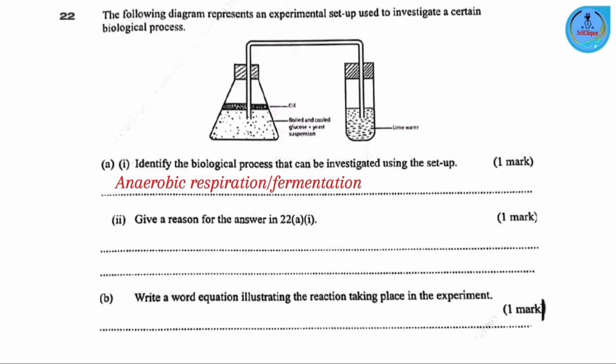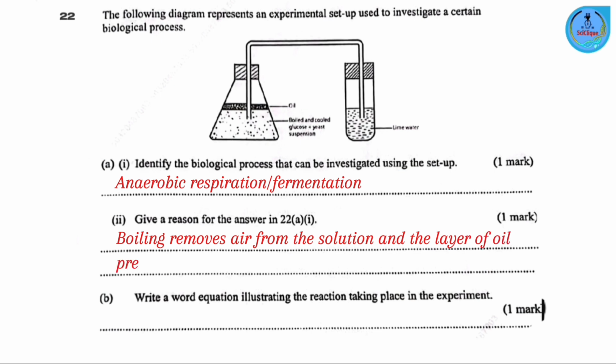Okay, now the reason is because number 1, the glucose solution has been boiled. So by boiling, you drive out any air that is present within. Okay, so you're literally expelling any oxygen that is present. And then on top of that, you've added a layer of oil above the suspension. So you are preventing any re-entry of oxygen. So no oxygen means anaerobic respiration.